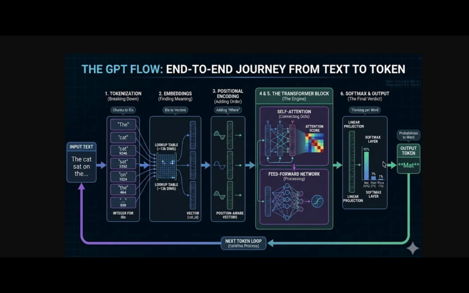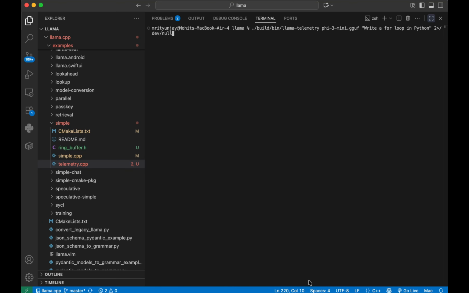The problem statement requires me to see inside a running LLM in real time from the terminal without touching the model's code. It requires me to capture real-time states as tokens flow through the architecture and present that data in an interactive TUI. Let's see the demo of what I have built. Here I am running Phi-3 Mini locally, which is a small language model with 3.8 billion parameters. Here I have given the prompt to write a for loop in Python.